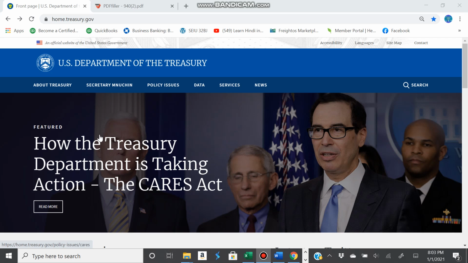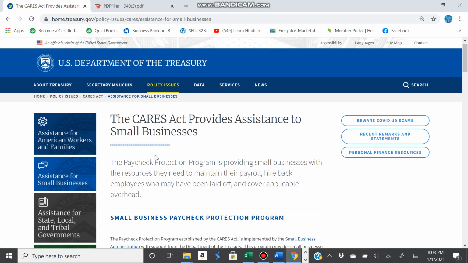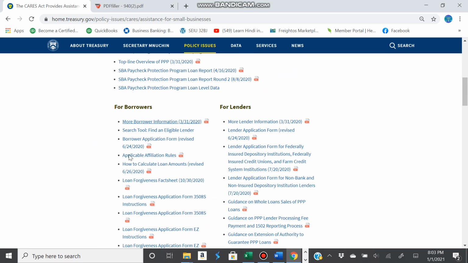Now, most of you out there don't know where to go to retrieve the 3508S form and how to upload it. So I'm going to center my cursor here. You could go to home.treasury.gov. It will take you to this page. You click Assistance for Small Businesses. You scroll. There's a lot of forms here for borrowers and for lenders.